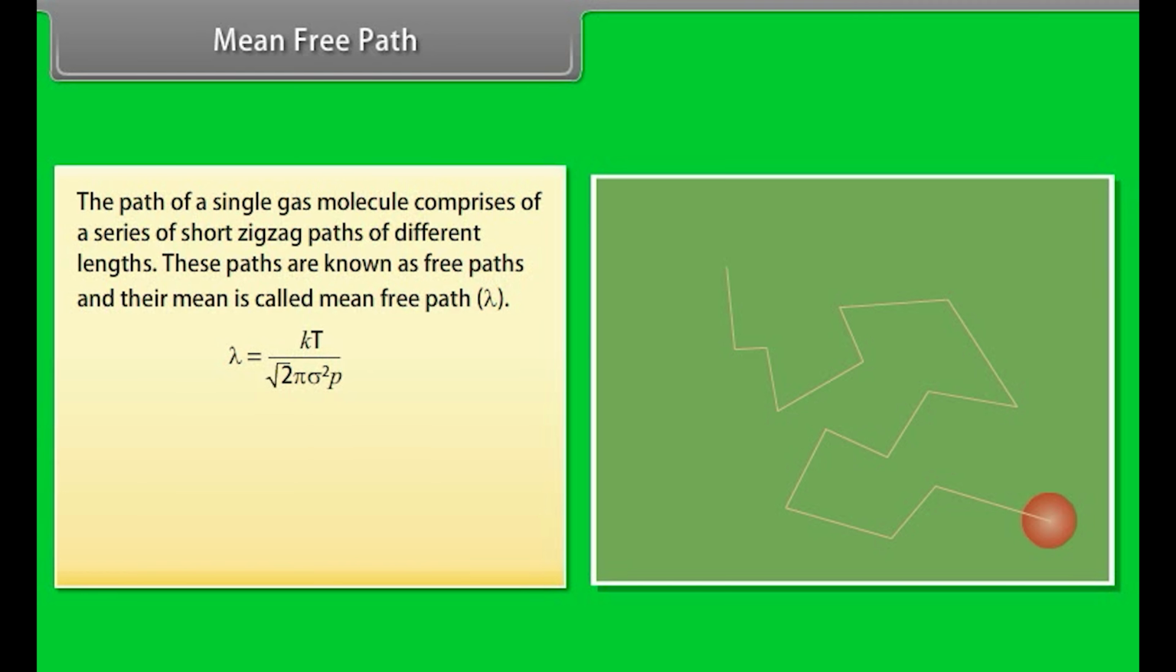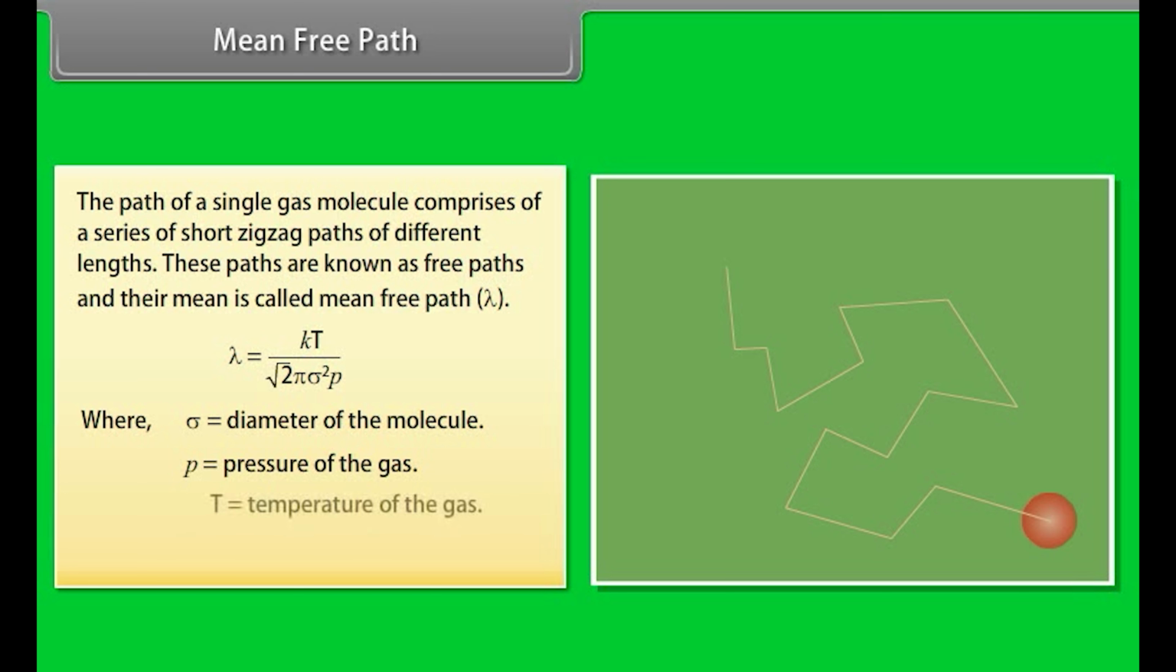Lambda is equal to kT upon root 2 pi sigma squared p, where sigma is the diameter of the molecule, p is the pressure of the gas, T is the temperature of the gas, and k is Boltzmann's constant.